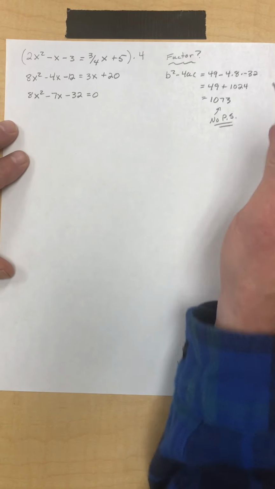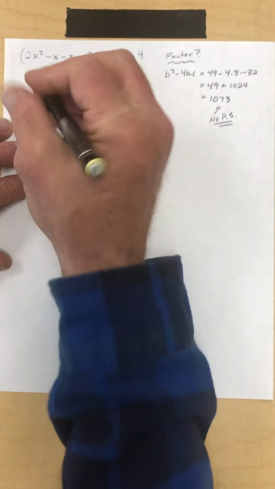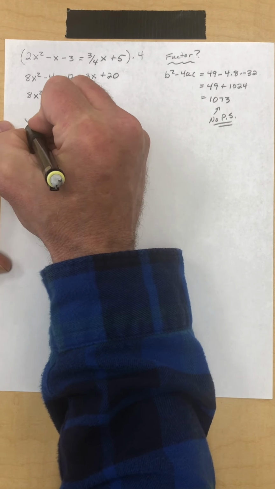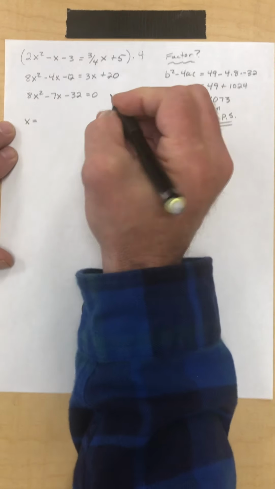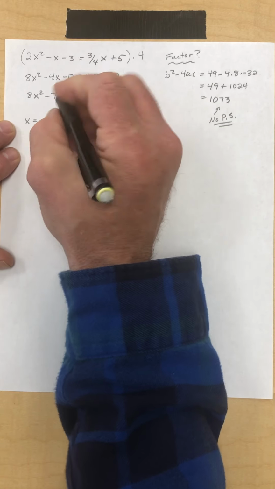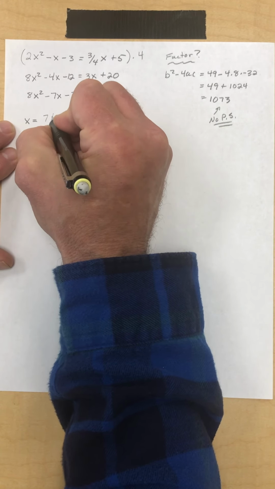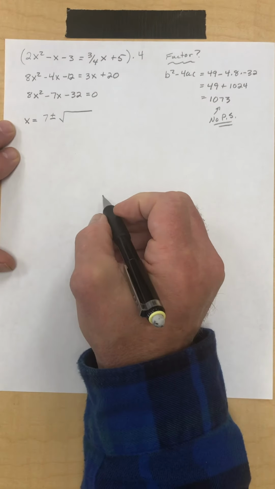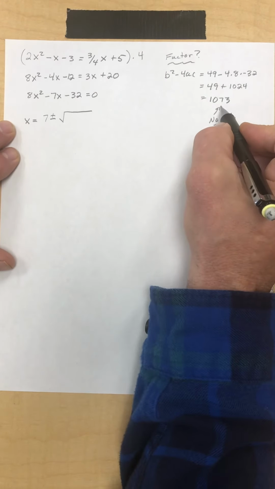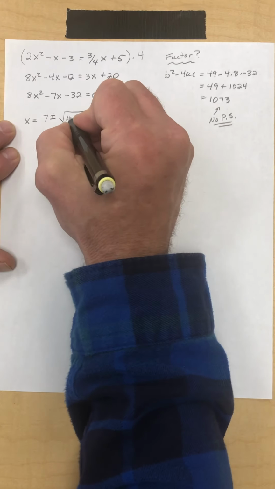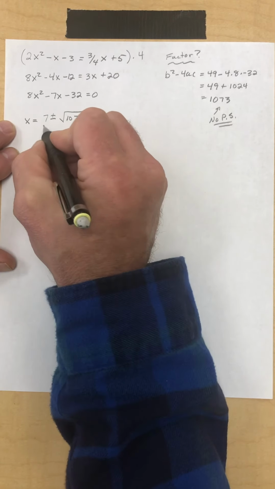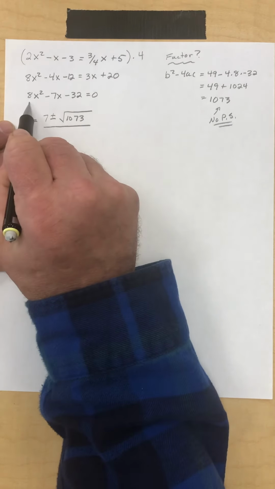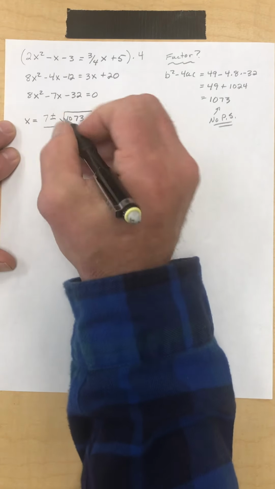Okay, so let's see what's going on here. x is the opposite of b, so I get positive 7 plus or minus the square root of b squared minus 4ac. I've already done that. That's 1073, all over 2 times a, so 2 times 8 is 16.